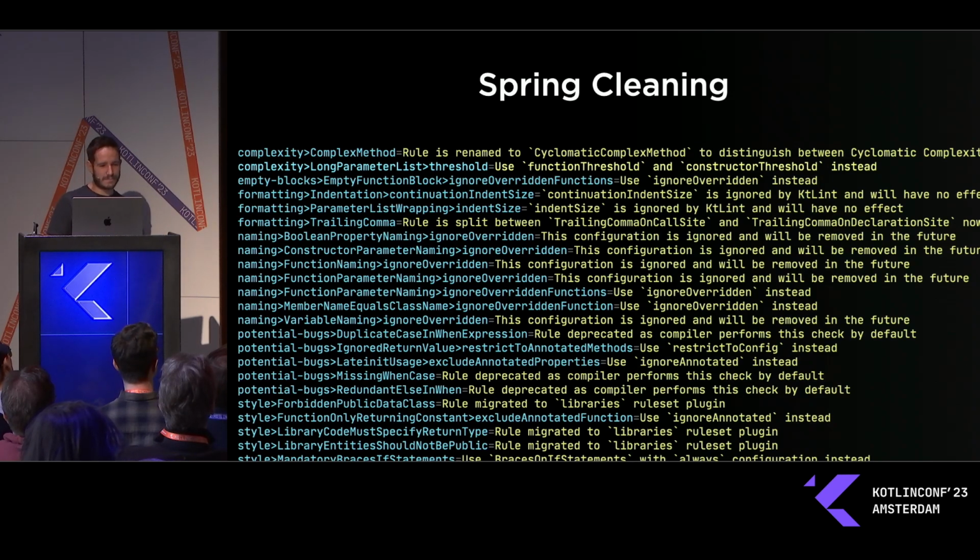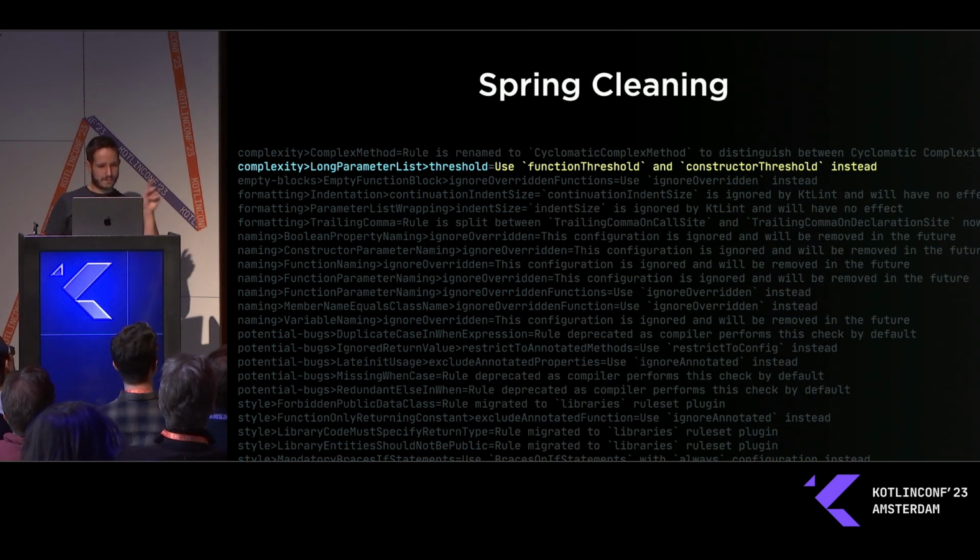file and tell you, like, the rule inside complexity, which is called long parameter list, and the parameter threshold is deprecated. You should use function threshold instead, and constructor threshold. Those things will go, and those old configs will also go. So yeah, your config file will not work at some point anymore. We will not have those warnings.